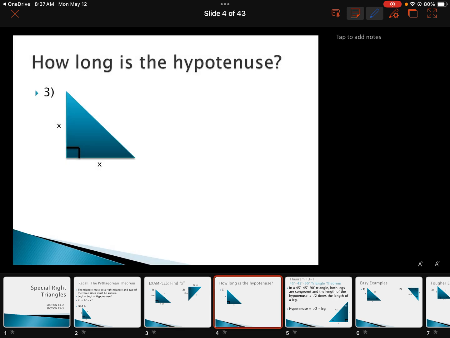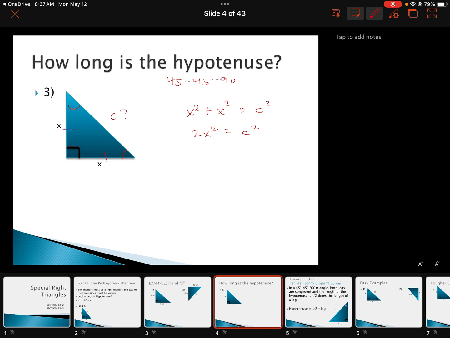Okay, well, that's for 5 and for 12. What happens if your legs are any number, like x, for example? If those lengths are the same, then obviously those angles are the same. So this is all 45, 45, 90 triangles. What would this guy be? Okay, let's look. X squared plus x squared has to equal that c squared. X squared plus x squared is 2x squared.